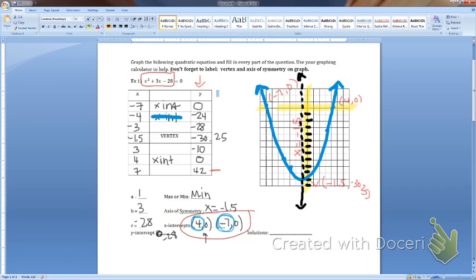Whew. Not all of your graphs will be this complicated, if you will.